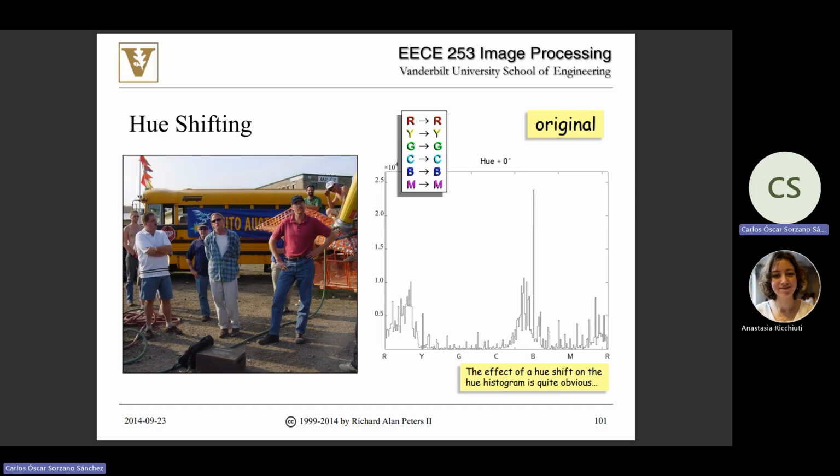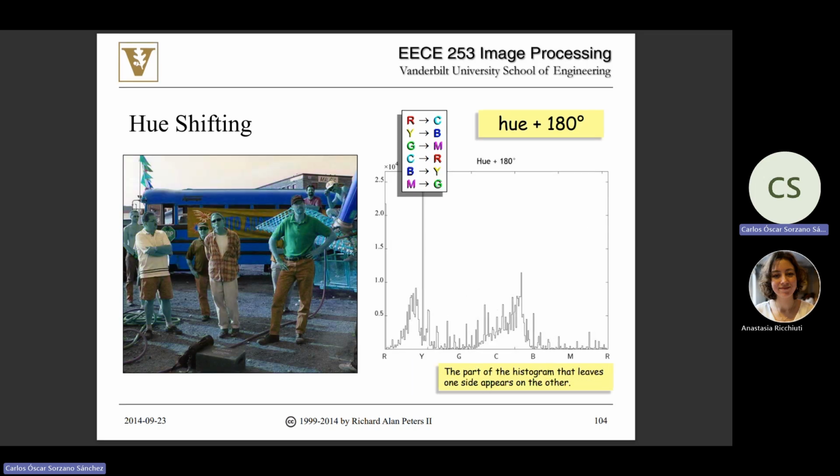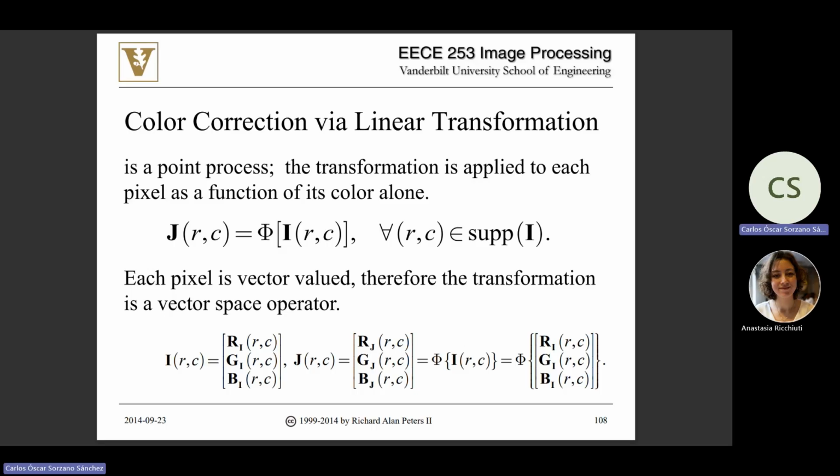Okay, so now we will make a histogram of the hues. Here we have 0 degrees, 60 degrees, 120 degrees, but we have labeled them with the colors, so red, yellow, green, cyan, and so on. So this was the original histogram, and then by adding 60 degrees or 120 or 180, we have different ones. Any question? No? Fine.